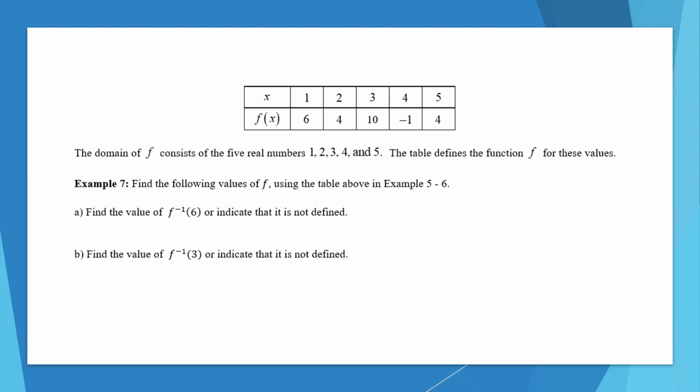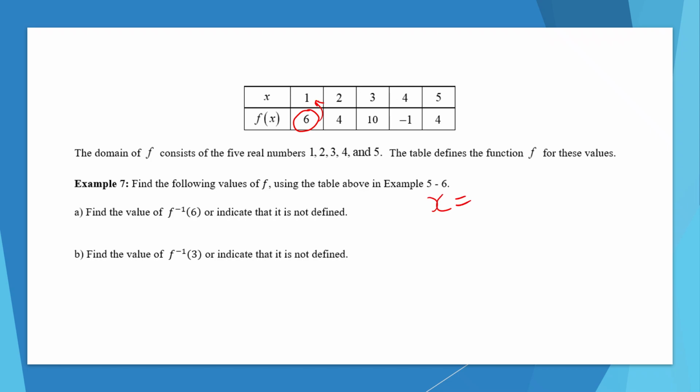Now, this is the other type of form that you could see for question number 2, or part 2, which is find the value of the inverse of 6 or indicate that it is not defined. Here, we're using the same table. We see 6 here, so this is just going to be 1.